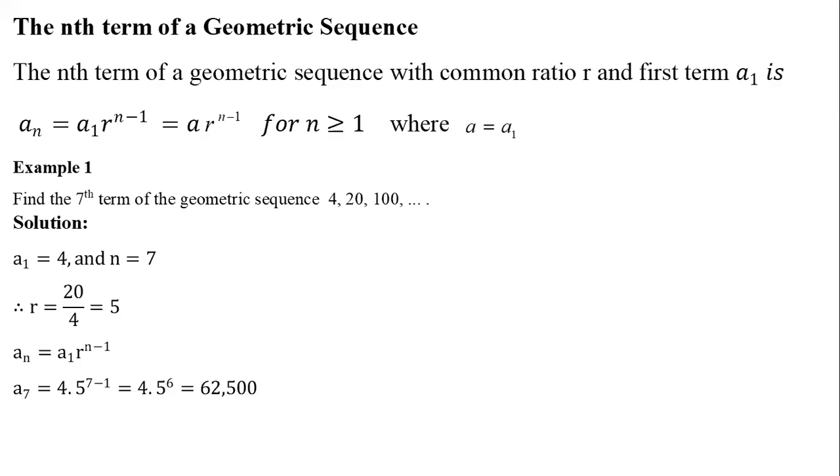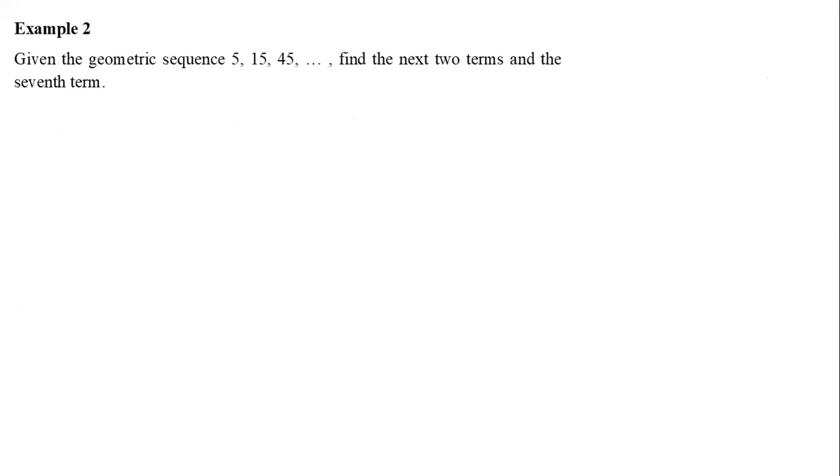Now, the next, look at this question. The second example, given the geometric sequence, find the next 2 terms and the 7th term. The next 2 terms of this sequence will be the 4th term and the 5th term. We are given the 1st, 2nd, and 3rd, and they ask us to find the next 2 terms and the 7th term. Now, let's do it. Everybody should do it as classwork.